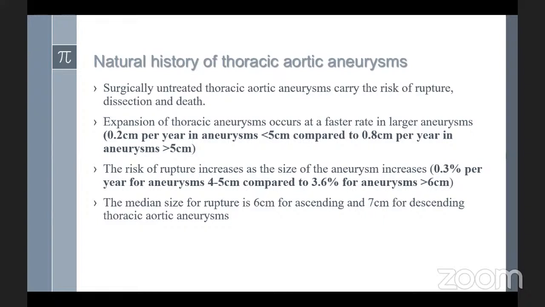The expansion of the aneurysm occurs at a faster rate in larger aneurysms. It's almost 0.2 centimeter expansion per year if it is less than 5 centimeters, compared to 0.8 expansion per year if it is more than 5 centimeters. And the risk of rupture also increases with the size. So it's 0.3% risk of rupture if the aneurysm is between 4 to 5 centimeters, and increases up to 3.6% if the aneurysm size is more than 6 centimeters. The median size of rupture is usually 6 centimeters for the ascending and 7 centimeters for the descending aortic aneurysm.